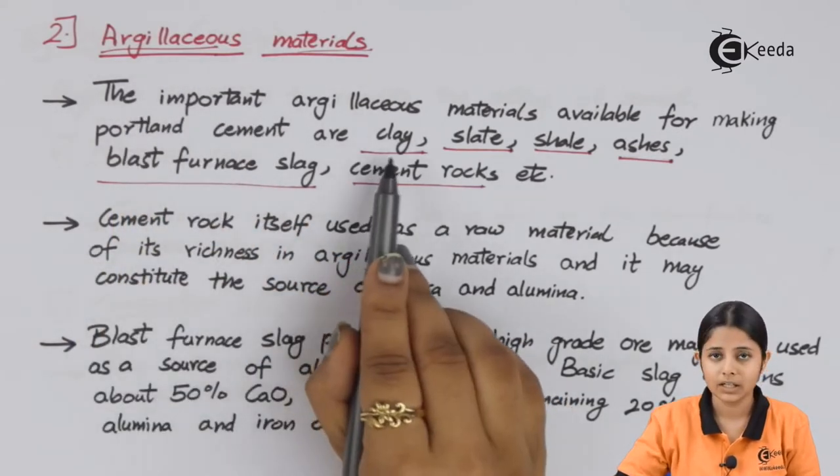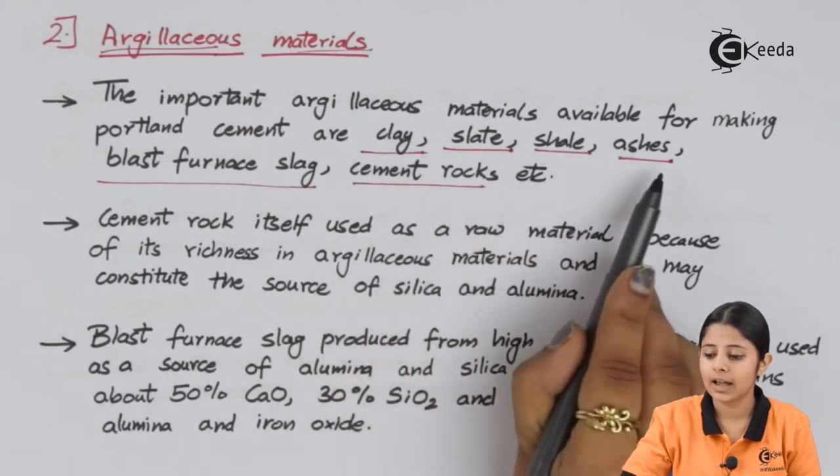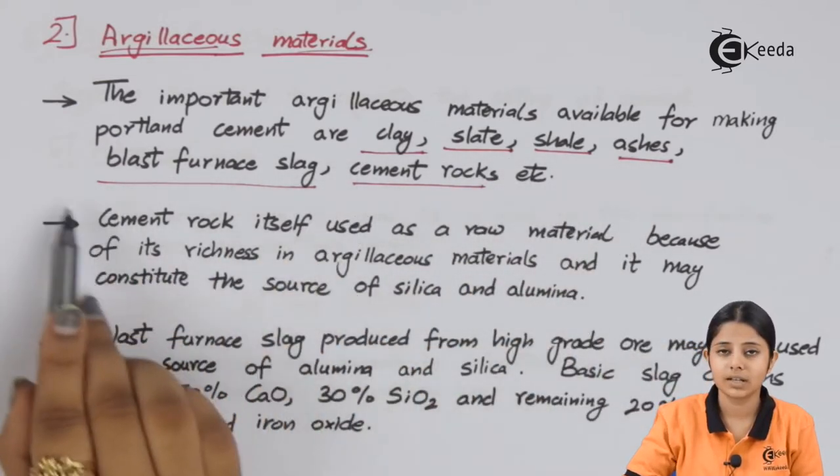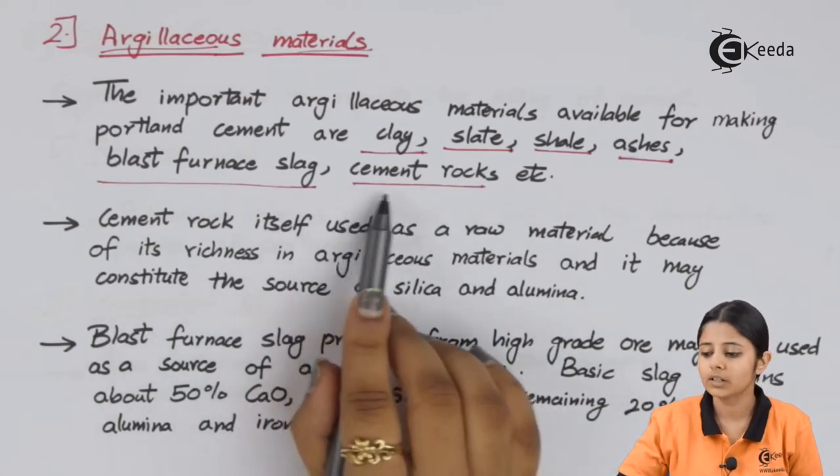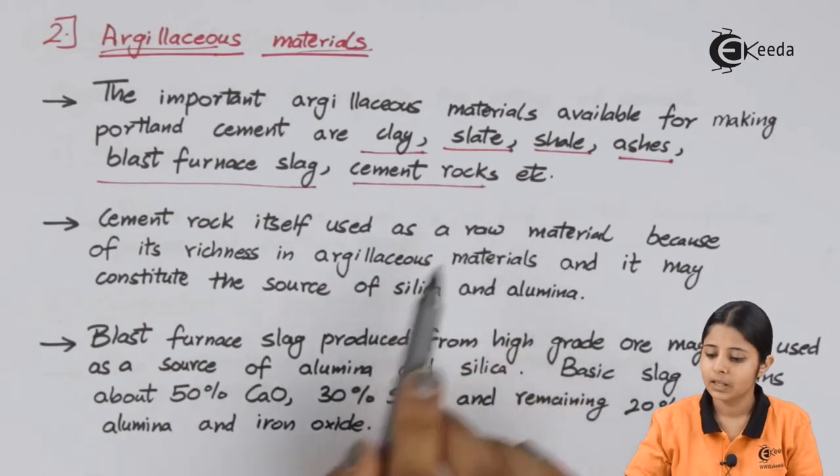So we have clay, slate, shale, ashes, blast furnace slag. Now, blast furnace slag is very important. The slag from the blast furnace can be a very good argillaceous material for the cement. Thus, we are not wasting the materials from the metallurgy department and we are reusing them properly for construction works. And finally, we have cement rocks for the same.